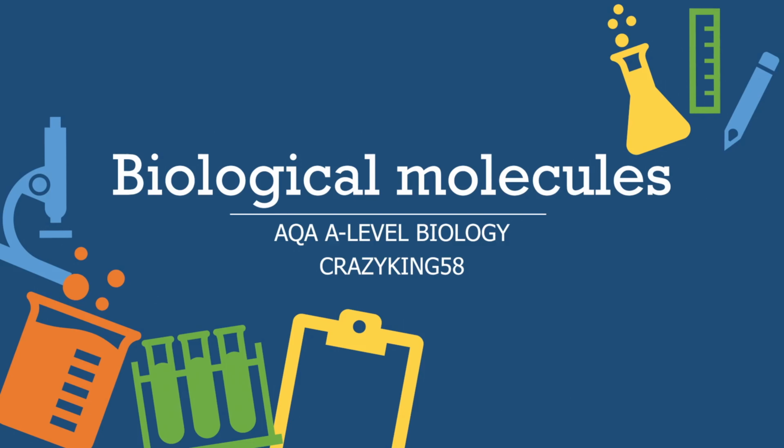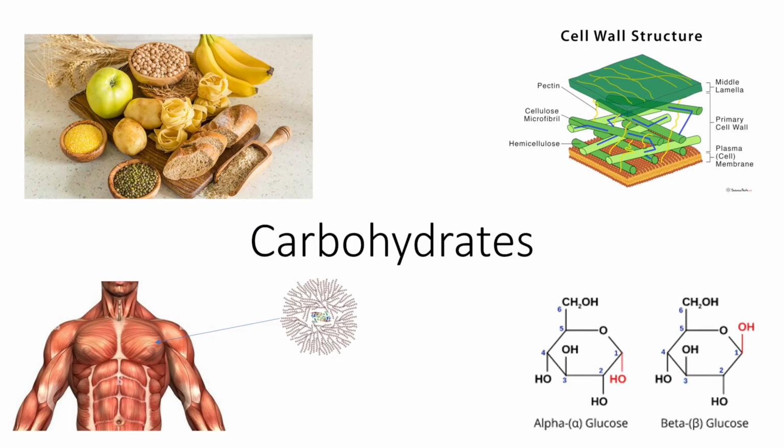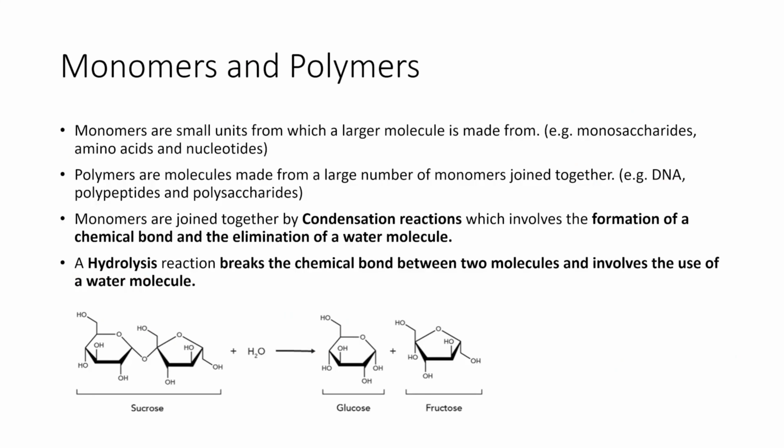Now, the first little subtopic we're going to be looking at within Unit 1 is carbohydrates. Okay, here's the little slide. So, carbohydrates, the main thing we're going to focus on here in this slide is monomers and polymers. So monomers are small units from which a larger molecule is made. So like a monosaccharide would be a small unit of a polysaccharide. An amino acid would be a monomer of a polypeptide. And a nucleotide would be a monomer of a polynucleotide strand.